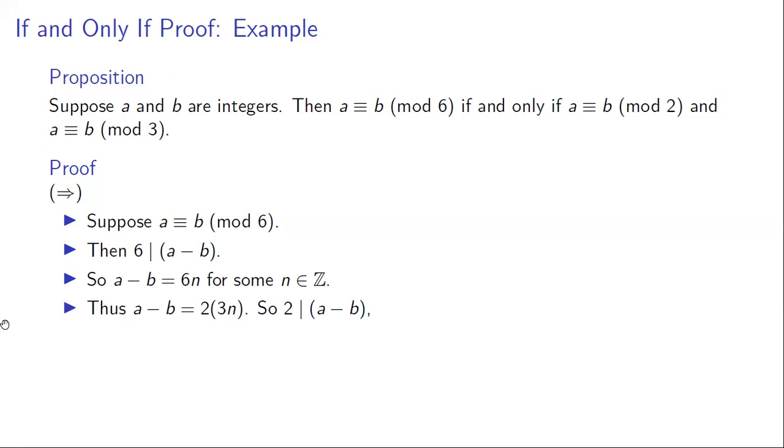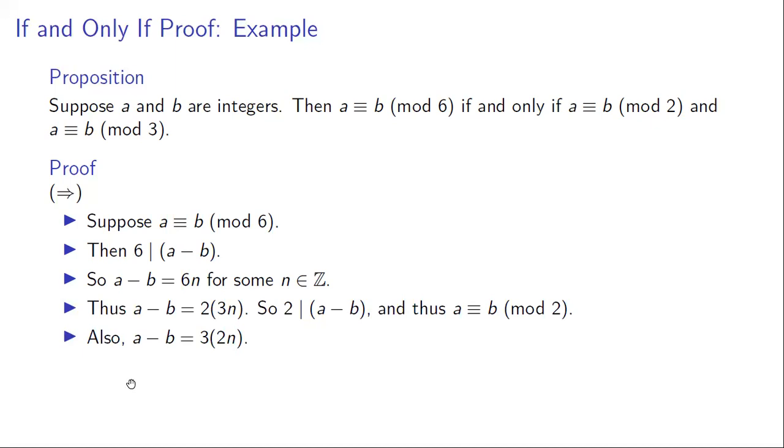So what does that tell us? It tells us that 2 divides A minus B because A minus B equals 2 times an integer, right? This thing in parentheses is an integer. So we have A minus B equals 2 times an integer. So 2 divides A minus B, which means that A is congruent to B mod 2 by definition of congruence, right? Since 2 divides A minus B, we know that A is congruent to B mod 2. So we're partially done. We've shown that if A is congruent to B mod 6, then A is congruent to B mod 2, but we also have to show that A is congruent to B mod 3.